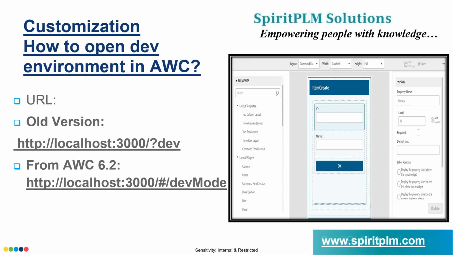Okay. Then how to do the customization in ActiveWorkspace 6.3? How to open the development environment? In the old version 6.0 and other previous versions, you had to open http://localhost:3000?dev as the URL, and using that the system allowed you to open the development environment. But from 6.2 and 6.3 onwards, there is a URL called http://localhost:3000/devmode. Okay, so using this you can open your development environment. This is a ready-made tool, and using that you can add your customized panel.